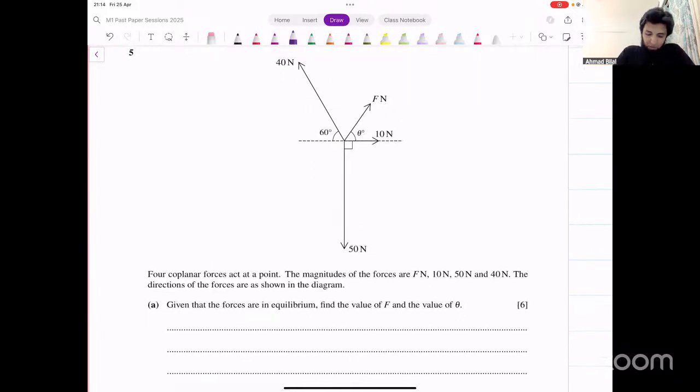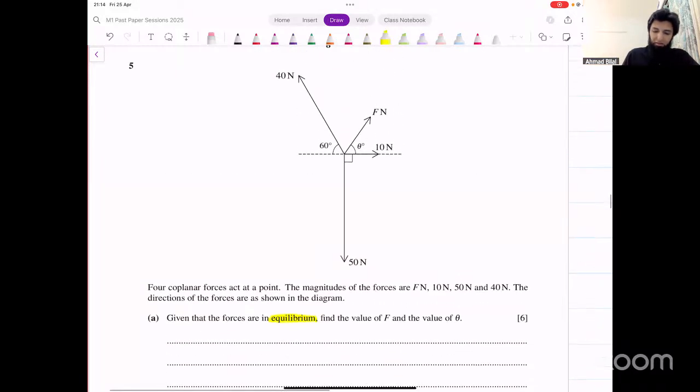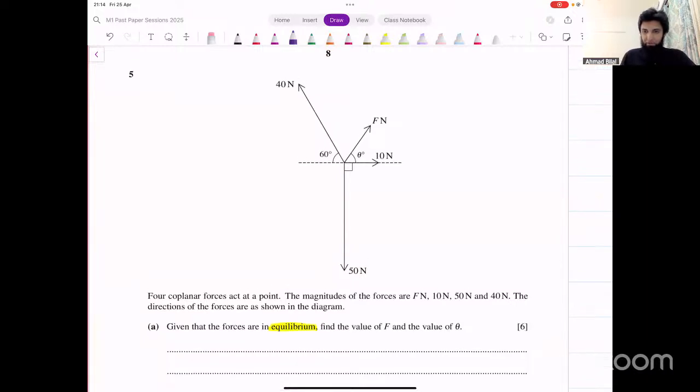Okay, let's try this. It says 4 coplanar forces act at a point. The magnitudes of the forces are F Newton, 10 Newton, 50 Newton, and 40 Newton. The directions of the forces are as shown in the diagram. Given that the forces are in equilibrium, that means the opposite forces have to be equal to each other. Forces acting towards right should equal forces acting towards left. Forces acting upwards should be equal to forces acting downwards, right? Let's first of all resolve the forces. 10 is acting to the right.